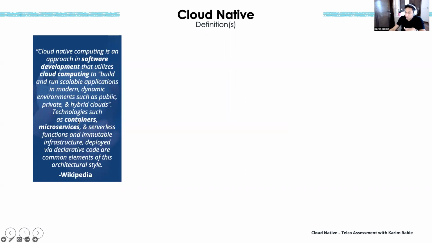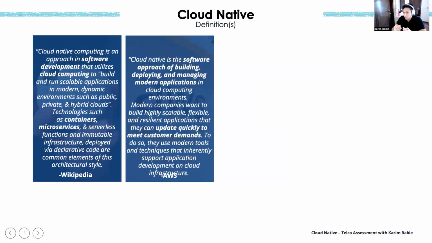Technologies such as containers, microservices, serverless functions, and immutable infrastructure deployed via declarative code are common elements of the architectural style. So it seems that these technologies, like containers, microservices and serverless computing, are very coupled with the cloud native concept, as if cloud native is actually realized or built in these technologies. That's why when someone talks about cloud native, he often just talks about containers and microservices. So they are coupled in a way or another.